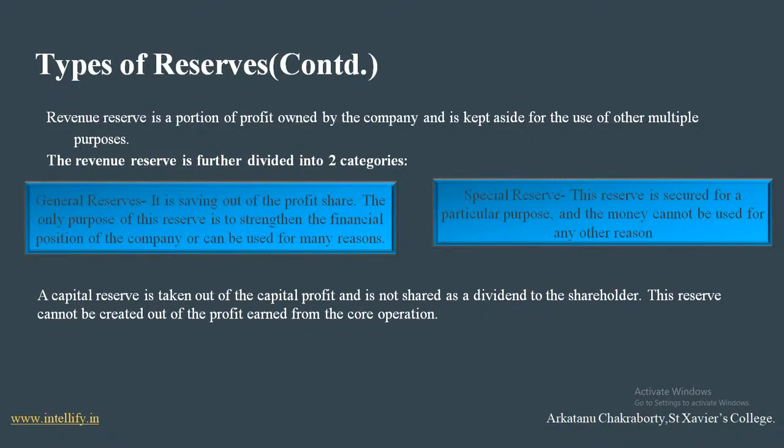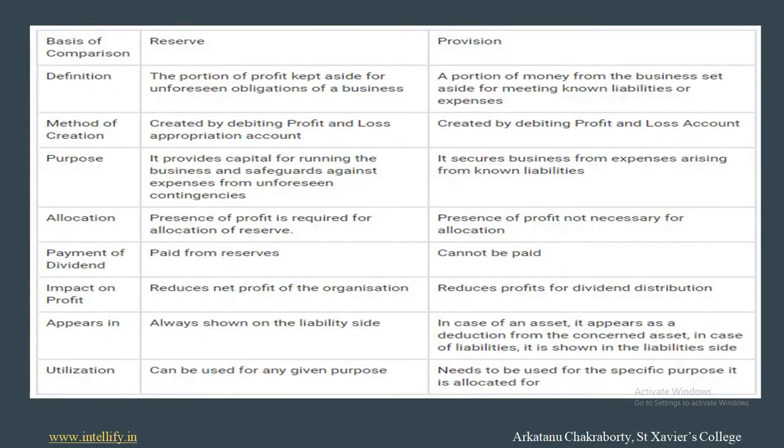Now, revenue reserve, as I said in the previous slide, is divided into two categories: general reserve, special reserve. General reserve is a saving out of the profit share. The only purpose of this reserve is to strengthen the financial position of the company, or it can be used for many other reasons. Special reserve: this reserve is secured for a particular purpose and the money cannot be used for any other reason.